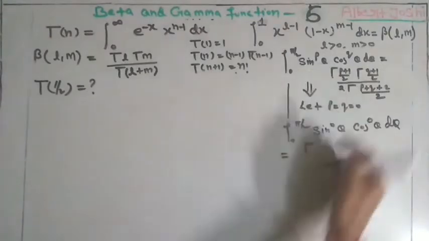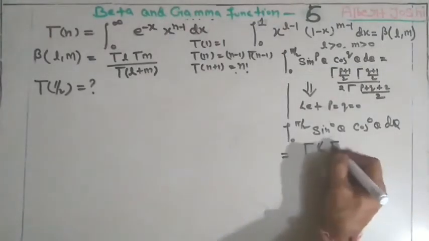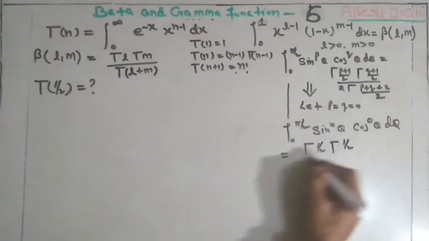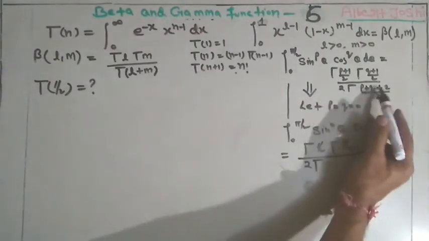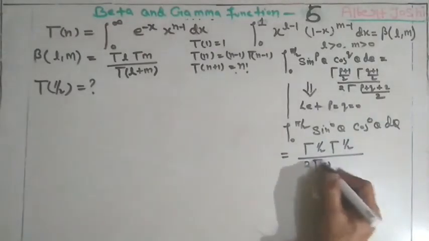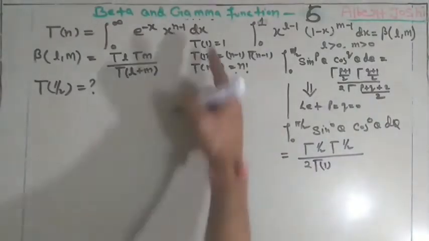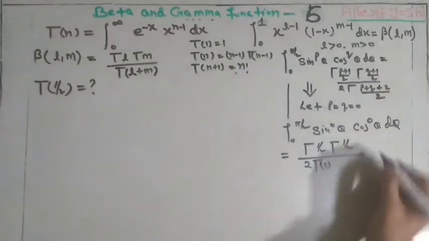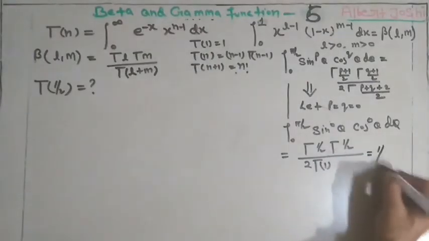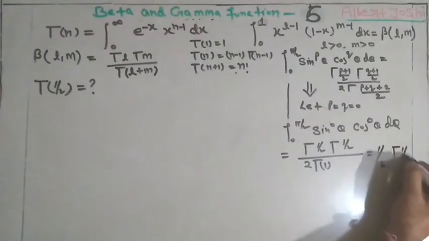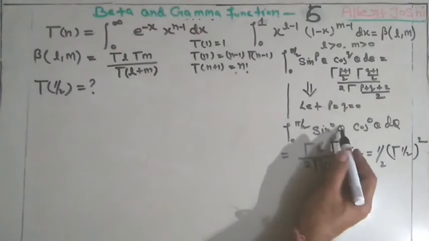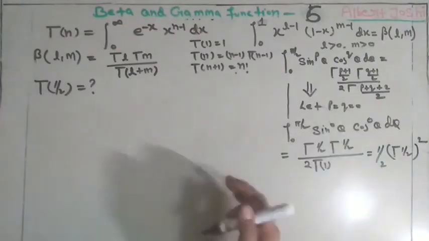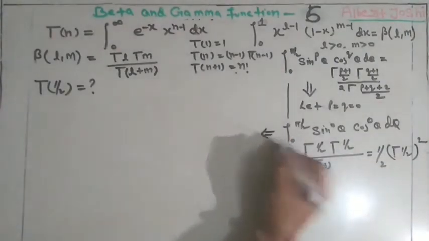P is equal to 0, so this is gamma 1 upon 2, and gamma Q with Q equal to 0 is gamma 1 upon 2, upon 2 gamma of P plus Q plus 2 over 2, with P and Q both 0, so 2 upon 2 is equal to 1. And we have already solved gamma 1 equal to 1. So you are getting 1 upon 2 gamma 1 upon 2 whole square. Now you know that sine to the power 0 is equal to 1, and cos to the power 0 is equal to 1. So you have to solve this one.